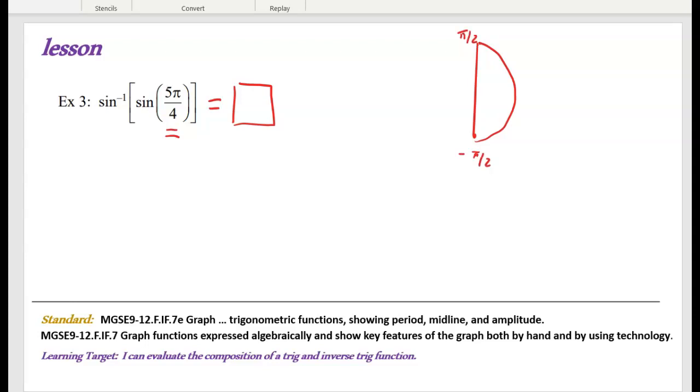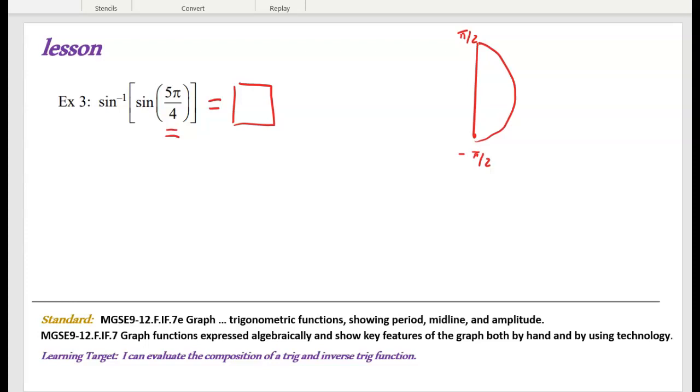Well, 5 pi over 4 doesn't live between negative pi over 2 and pi over 2. So it doesn't make sense that the output would just be 5 pi over 4. Now, the beauty of all that I just said is you don't have to know anything I just said to work this problem. So we're just going to work the problem and see what happens, okay? I know that the answer is not going to be 5 pi over 4, but you don't have to know that. You can just start working the problem and see what you get.